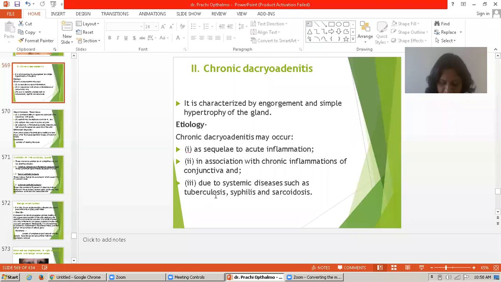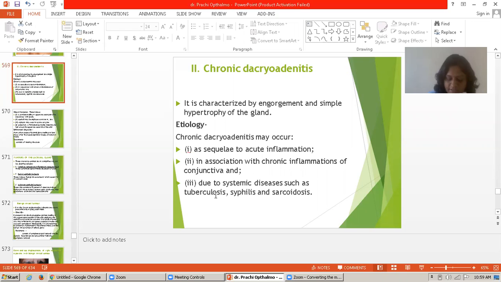In that, there are some other conditions like dacryops. Dacryops is a cystic swelling in the upper fornix due to retention of secretion owing to the blockage of one of the lacrimal ducts. When there is retention of secretion, which leads to blockage of one lacrimal duct, a cystic swelling forms, which is called dacryops.